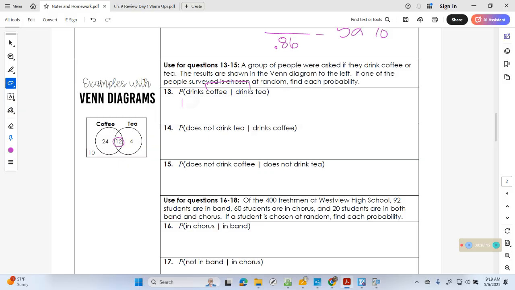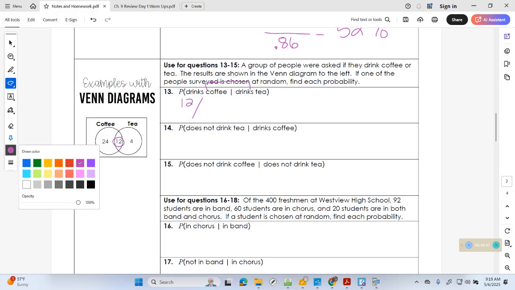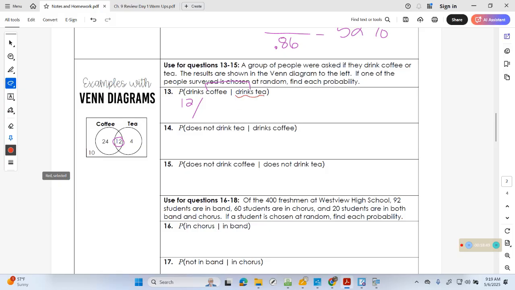Got it. Okay, your denominator. What's the amount of people that drink tea? More than that. 16. 4 along with how many? 12 in the middle. So our whole T circle is the 12 and 4. Okay, punch that in. What do you got? That will give you a percent. 75. Got it.